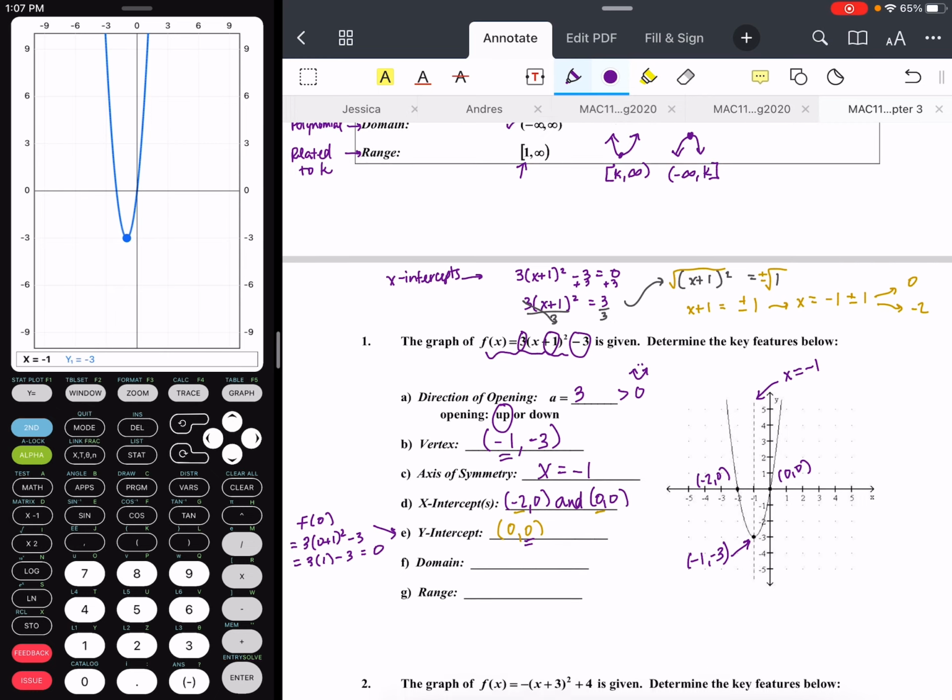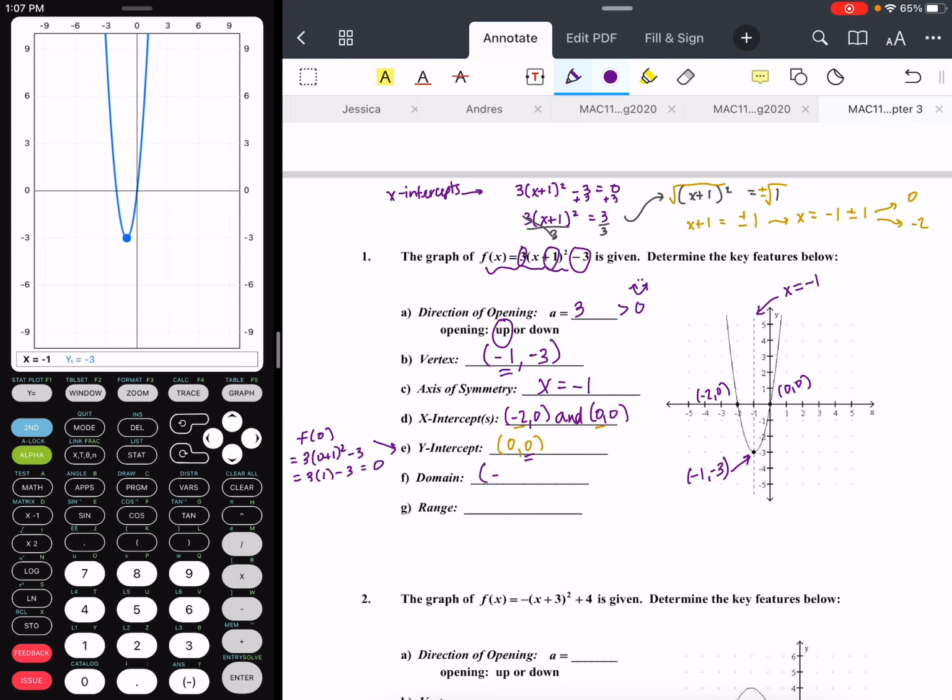The domain, remember that this will always be negative to positive infinity because we're dealing with a polynomial function, when we're dealing with a quadratic function.